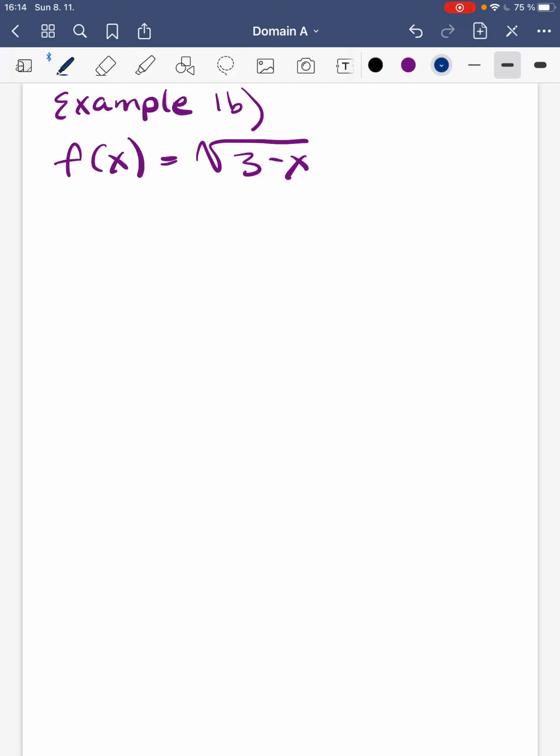So here's our next example. So that's the same principle. We have a square root, and under here, this must be larger than or equal to 0, or else we'll get a non-real answer.